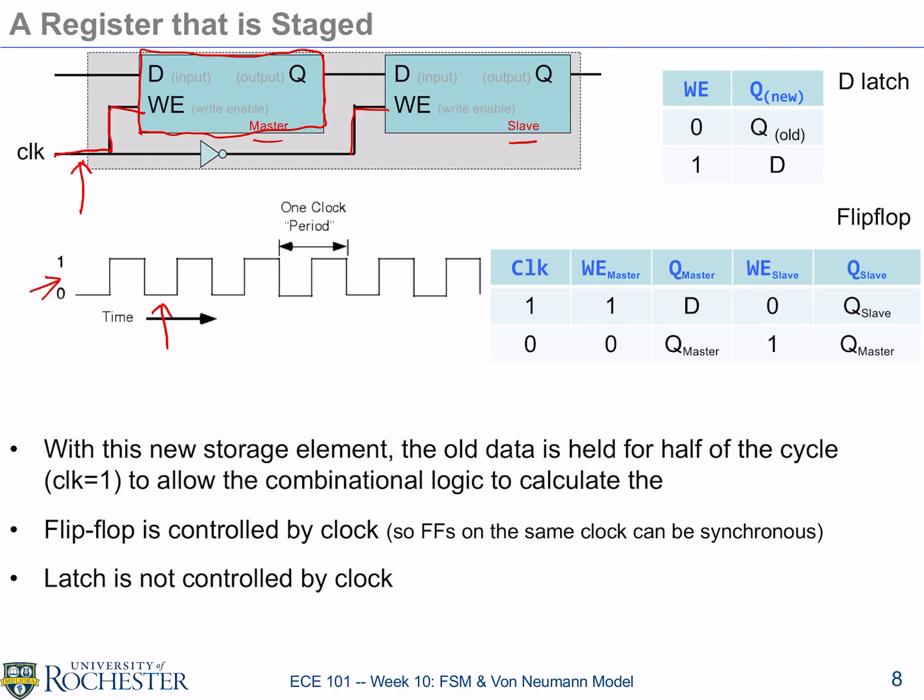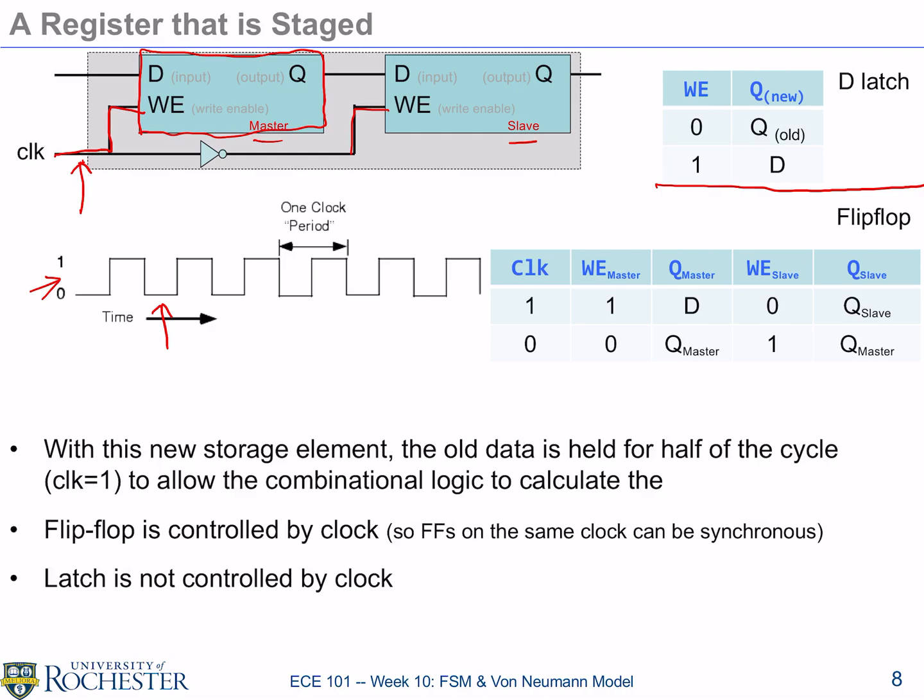Okay, so remember the D latch, the function diagram can be written as such. When WE is 0, the Q is just the old Q. Doesn't matter what D is. When it's 1, it tries to follow D.